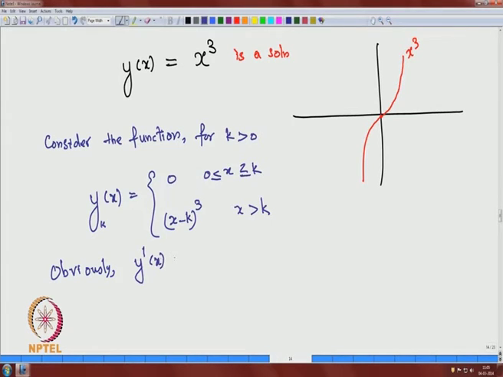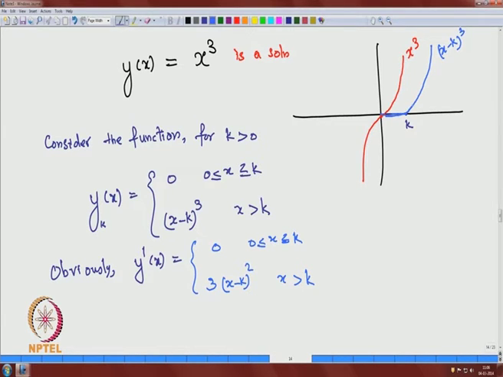Obviously, if you differentiate it, this looks like, up to k the value of the function is 0, and from k the function is smooth, (x minus k) cube. If you differentiate it, y prime(x) is 0 for x between 0 and k, and its value is 3 times (x minus k) square for x greater than k.